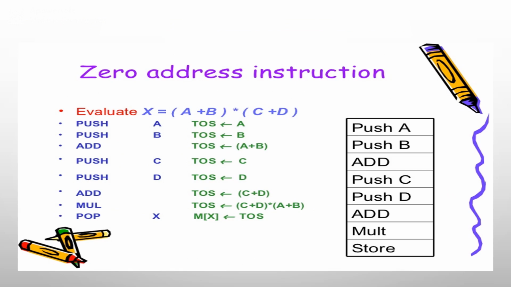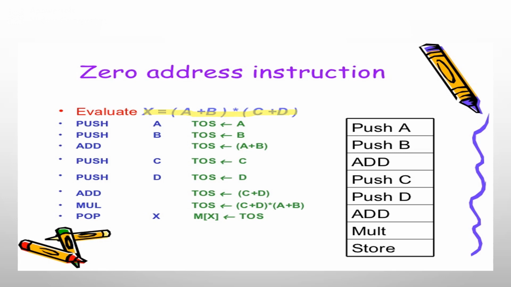So next we'll take zero address instruction. So for example, in the case of zero address instruction, we have to use stack, and we are having a single expression x is equal to a plus b star c plus d.